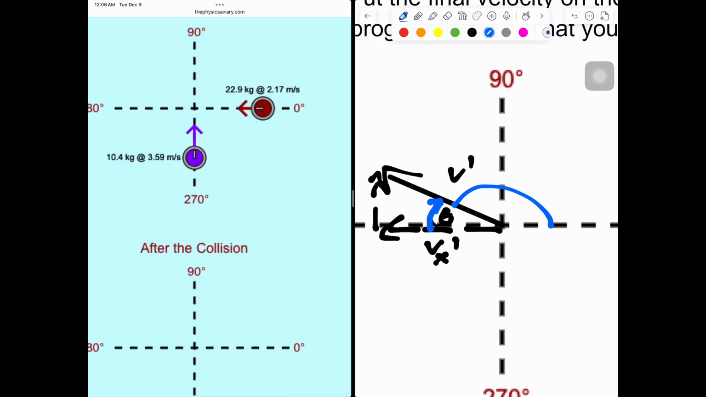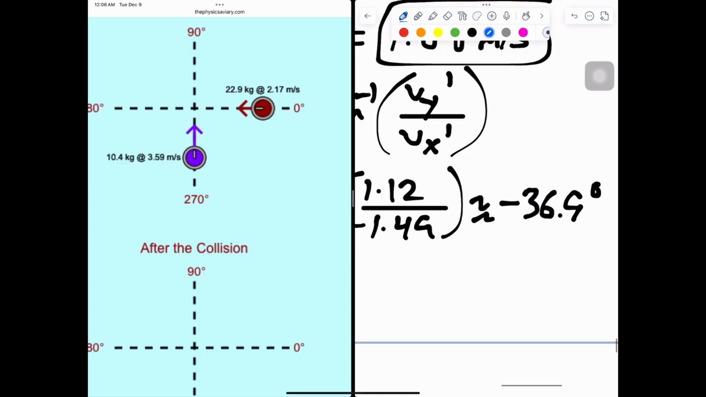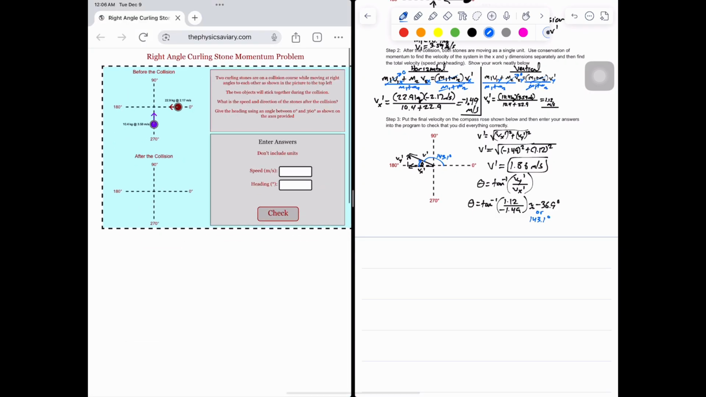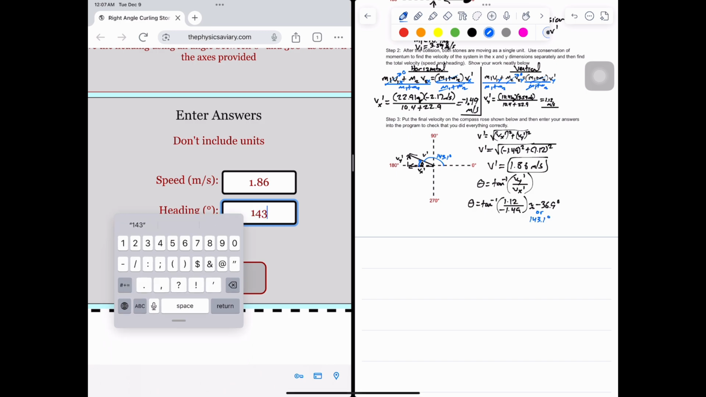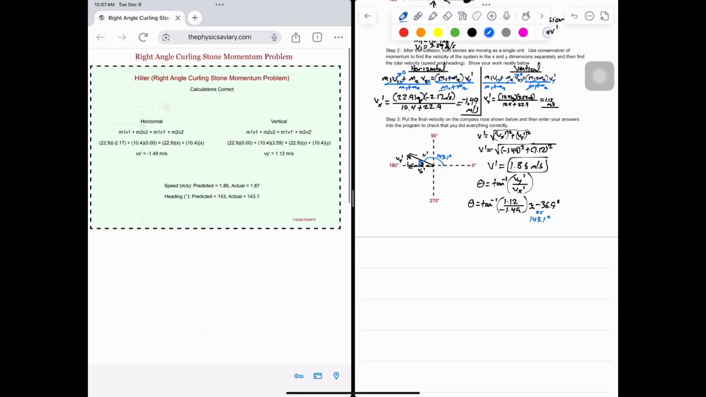Or I can go positive here, which is just going to be 180 minus that. In other words, 143.1 degrees. I can enter either of those in. Okay, so it's either this or 143.1 degrees. Okay, let's enter in our values. The speed, 1.86. The heading, I'm going to put in the positive angle, just 143. And there you go. Works out.